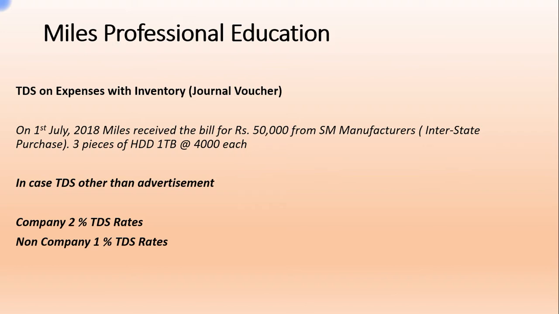Well, today we'll discuss TDS on expense with inventory. So we have one example. On 1st July 2018, Miles received the bill for rupees 50,000 from SM Manufacturer. This is an interstate purchase: 3 pieces of hard disk drive of 1 terabyte at the rate of 4,000 each.